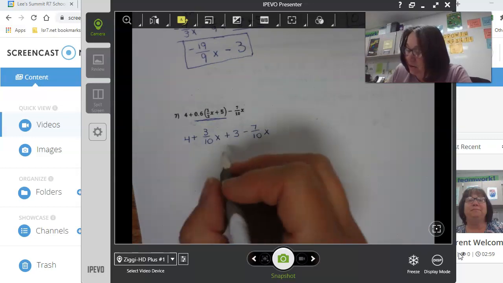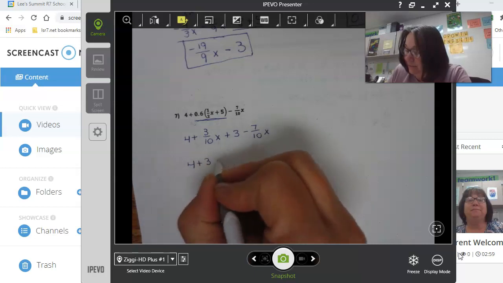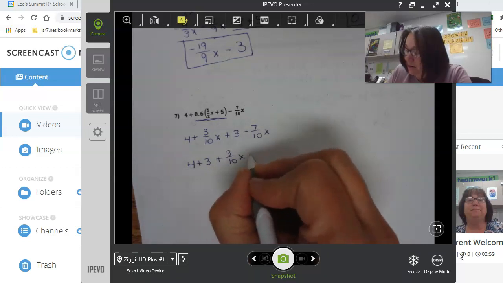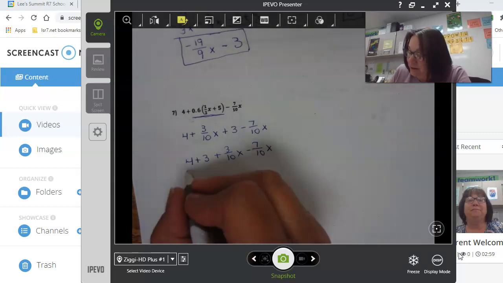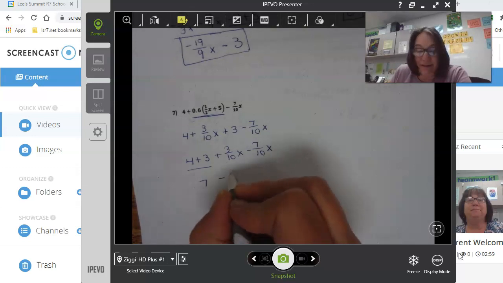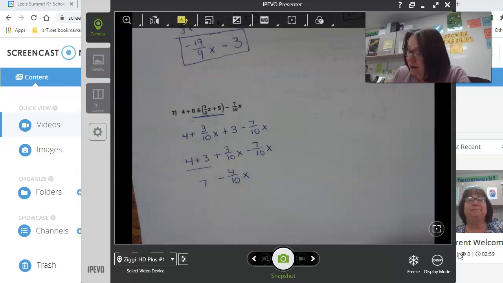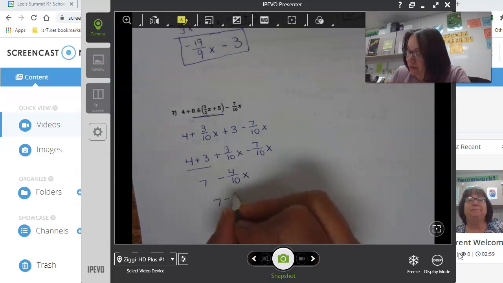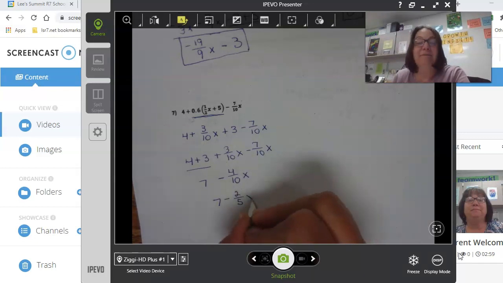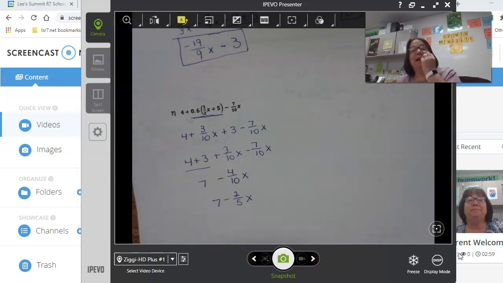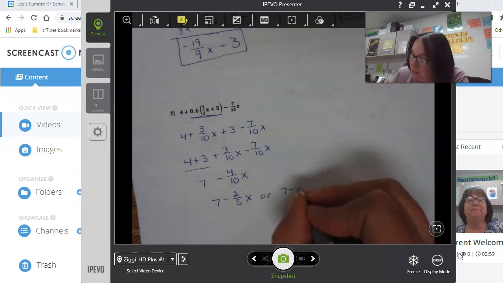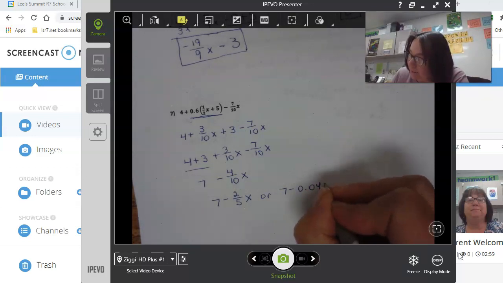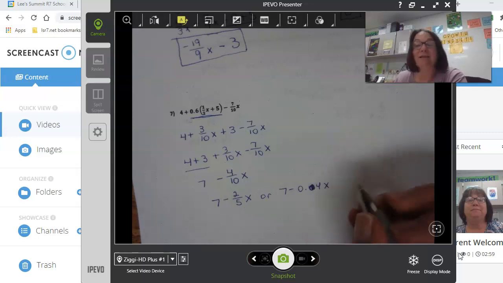I'm going to rearrange these so my constants are together, and then my x's are together, and I would get 7 minus 4/10 x. Well, this isn't simplified yet. I want to go ahead and change 4/10 into 2/5 x. Now you could also write that as 7 minus 0.4x.